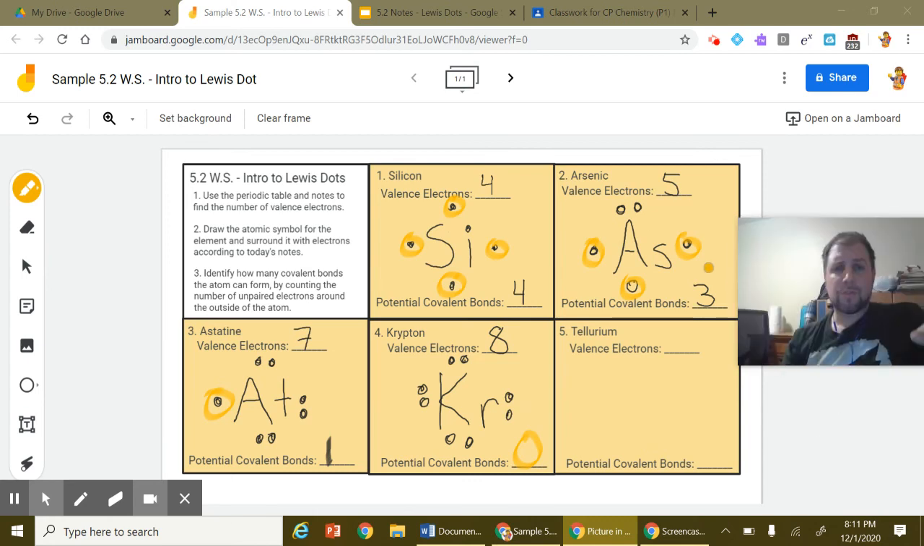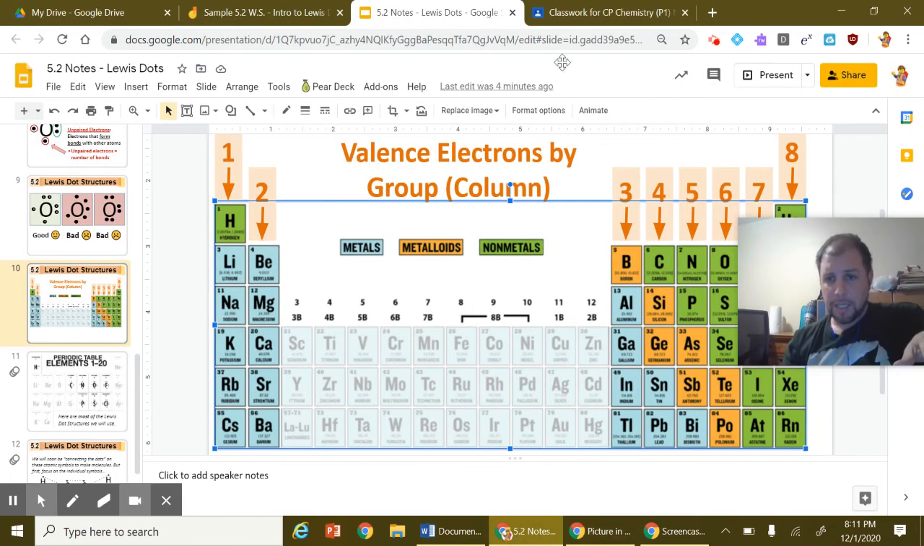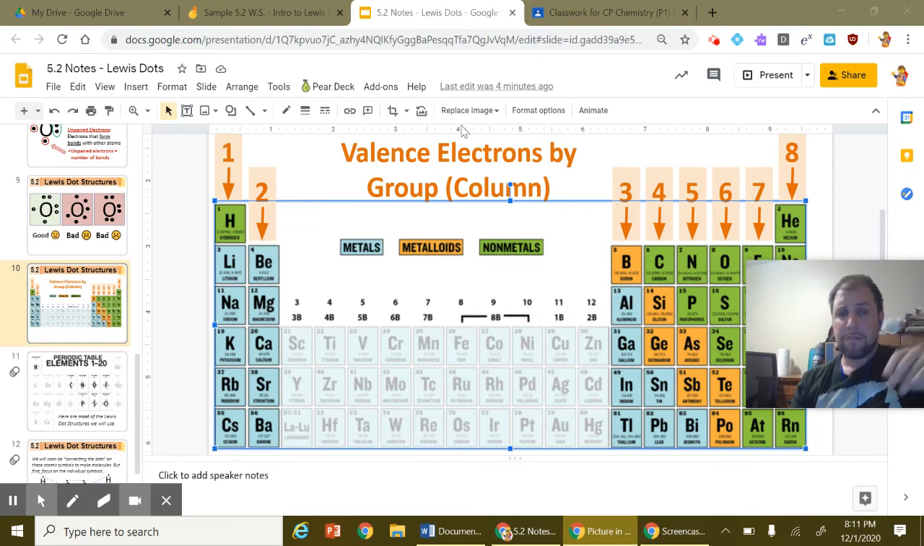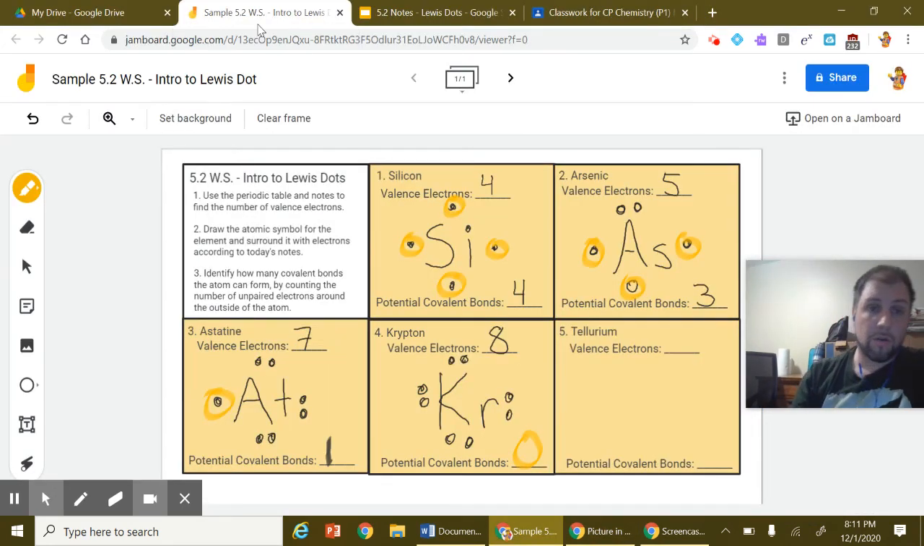Let's do the last one. The last one is tellurium. Te, tellurium. It is in this column right here with oxygen, sulfur, and selenium. All these atoms have 6 valence electrons.